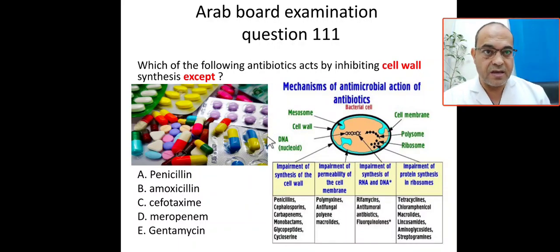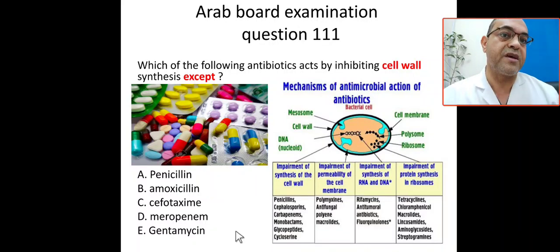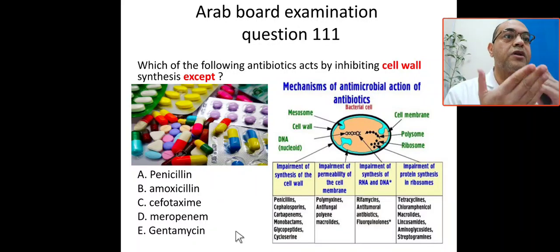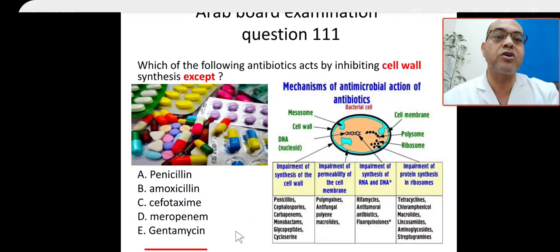We'll see. A, this is penicillin, this is beta-lactam, and B, amoxicillin, beta-lactam. So it will inhibit the cell wall. C, cefotaxime, this is one of the cephalosporins, also it will inhibit the cell wall. Meropenem, this is one of the carbapenems, it also will inhibit the cell wall. Gentamicin, it will inhibit the protein synthesis in the ribosome. Gentamicin is an aminoglycoside, it will inhibit the protein synthesis in the ribosome. So the exception will be gentamicin.